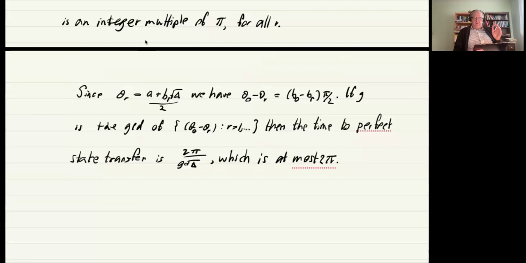We'll discuss later what happens in cases where we don't have perfect state transfer and how close we can get. And you can get quite close, but you have to wait a much longer time than that. Again, the point is, we still have this bound. Okay, and I want to do something with it.